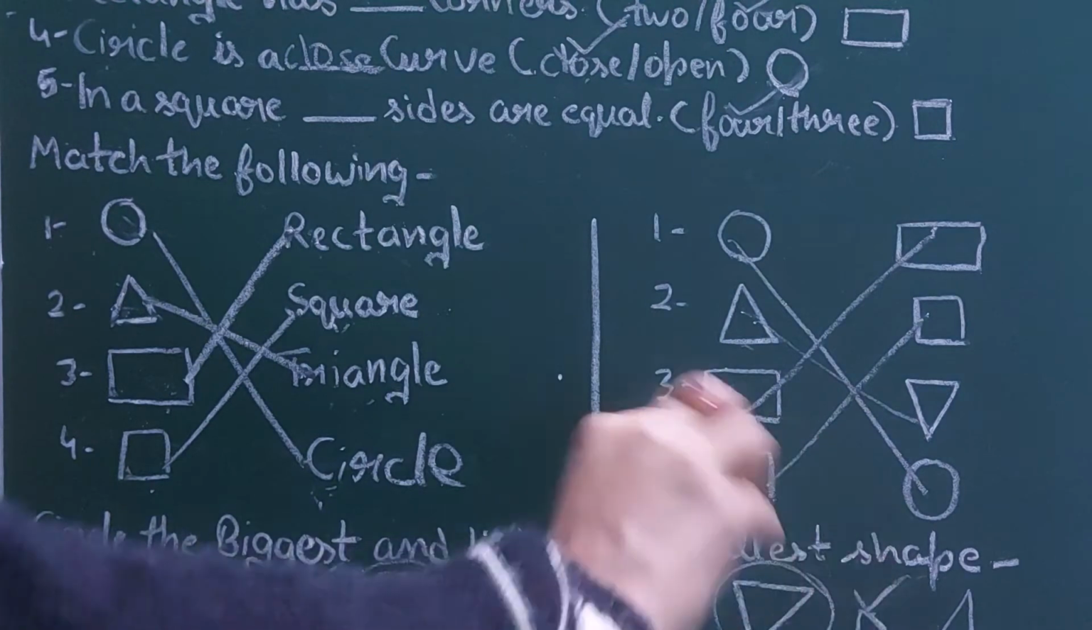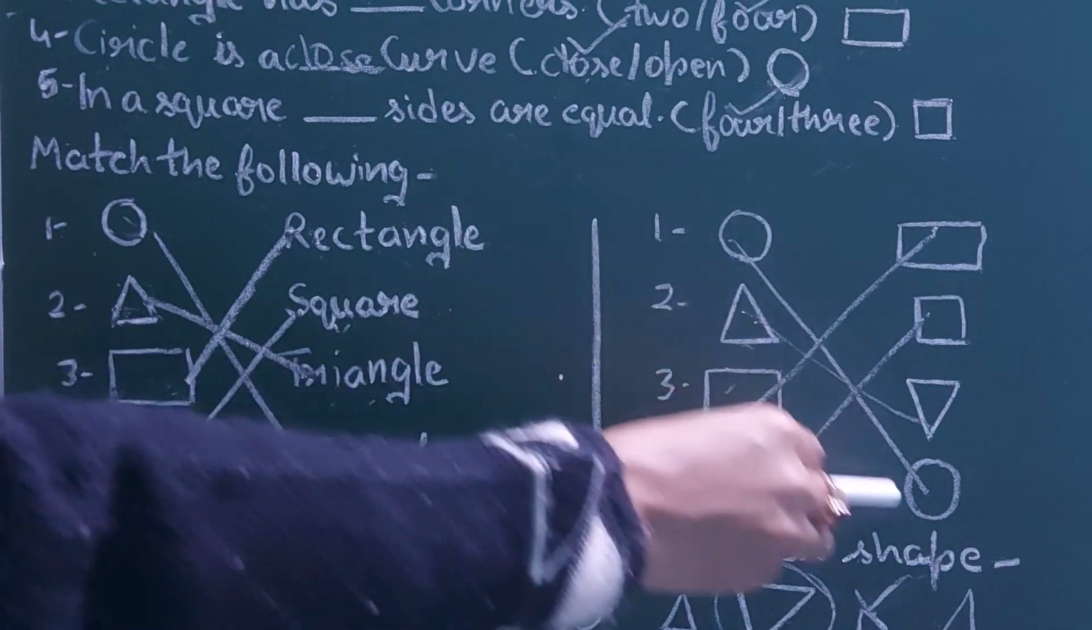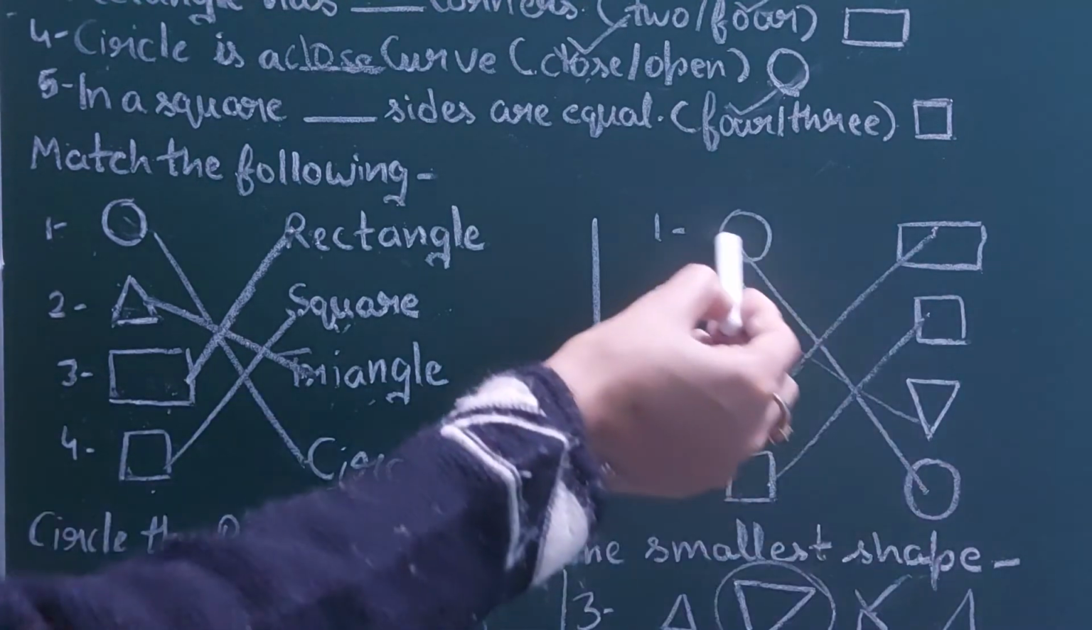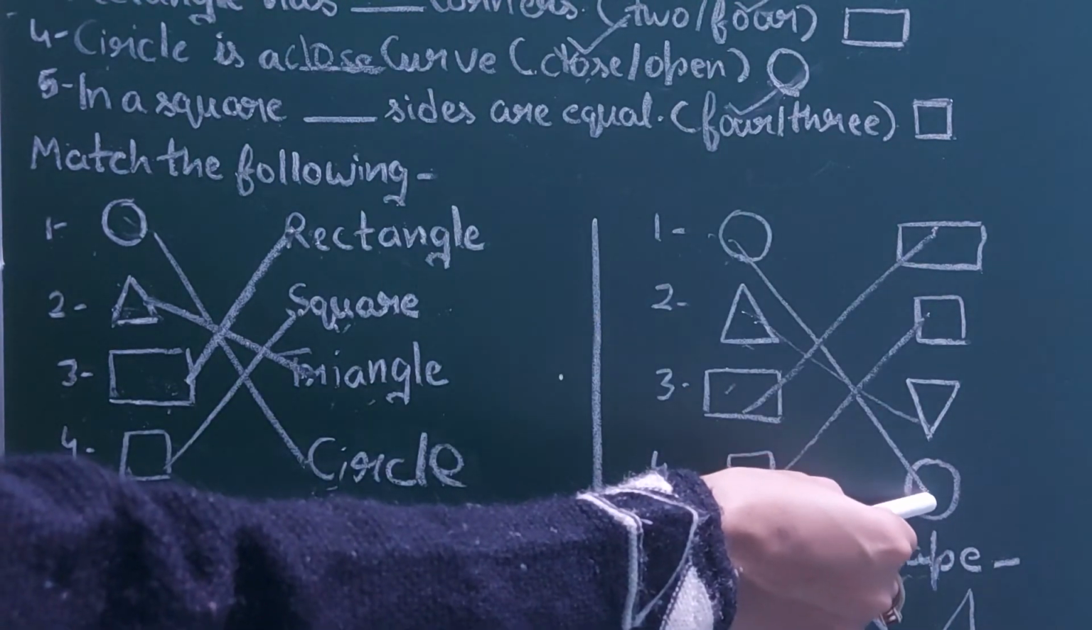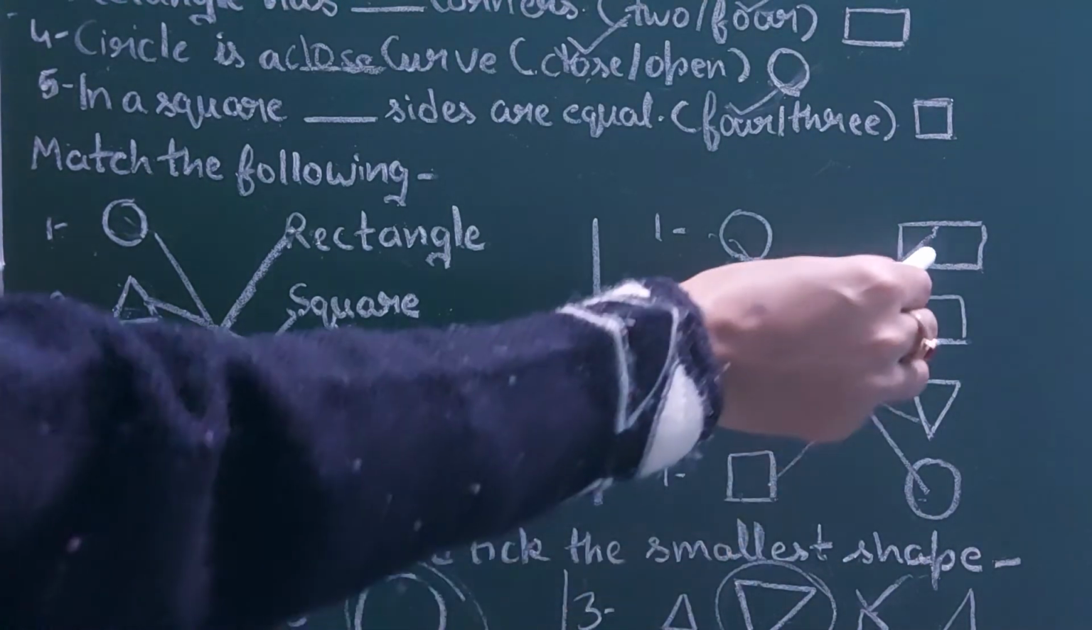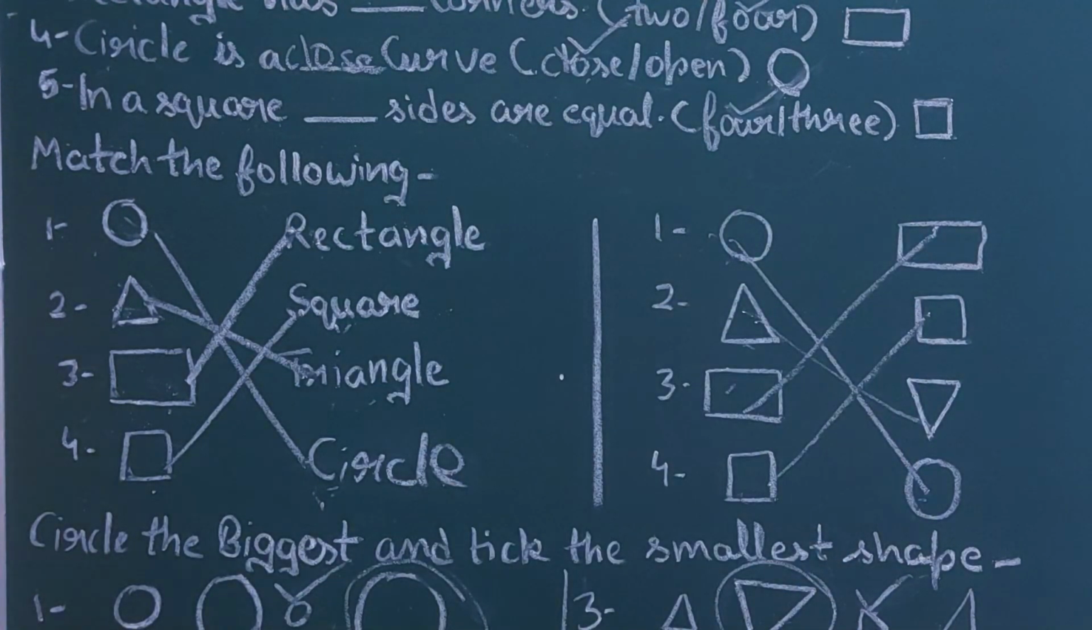Then the second method is we have to match figure with the figure. So circle is drawn here. Where is circle here? At last. So we'll simply join this by drawing the line. Then we'll match triangle with triangle, rectangle with rectangle, and square with square.